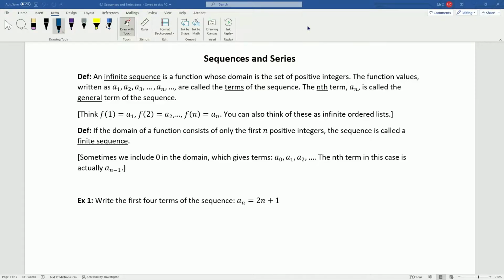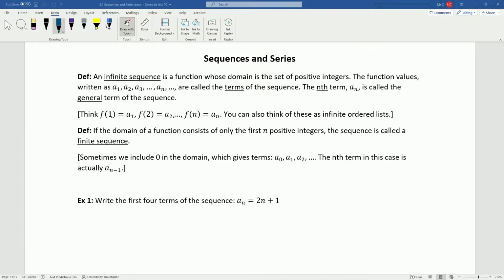So let's start right off with the definition. An infinite sequence is a function whose domain is the set of positive integers. The function values, written as a sub 1, a sub 2, a sub 3, ... a sub n, are called the terms of the sequence. The nth term, a sub n, is called the general term of the sequence.